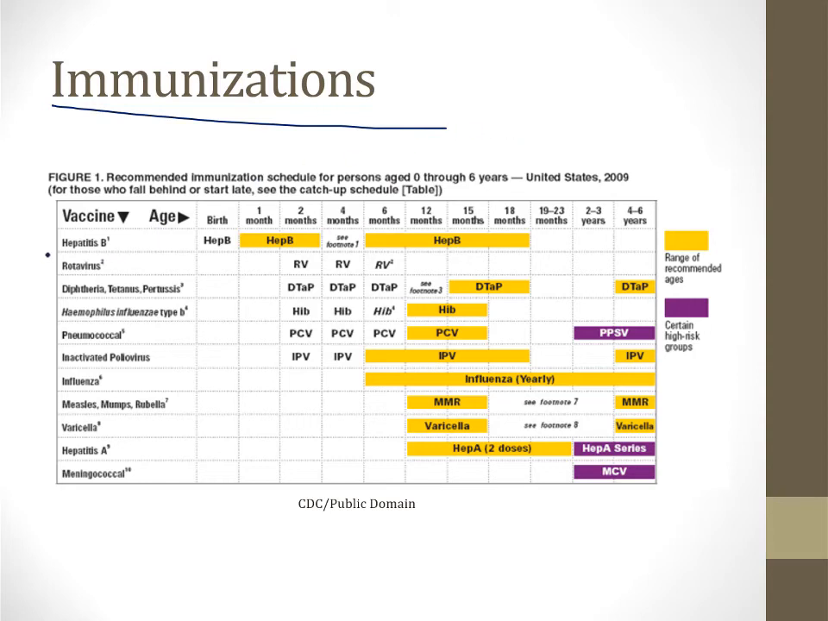So these include hepatitis B, rotavirus, diphtheria, tetanus, and pertussis, Haemophilus influenza, pneumococcal vaccine. There's an inactivated polio virus to immunize against polio. Influenza virus can be immunized against. This has to be given every year. There's a vaccine for measles, mumps, and rubella, also for varicella, hepatitis A, and meningococcus.